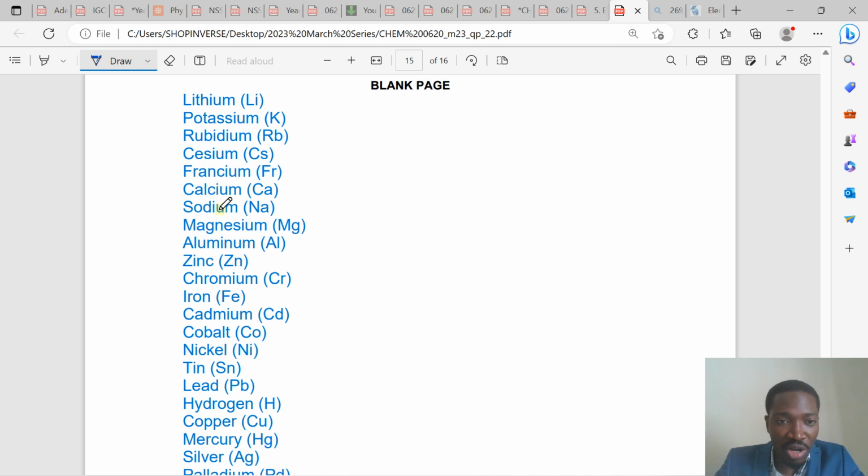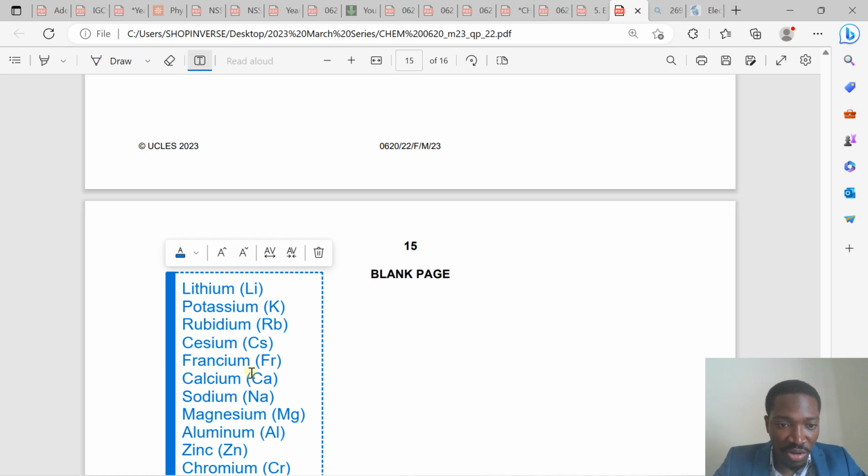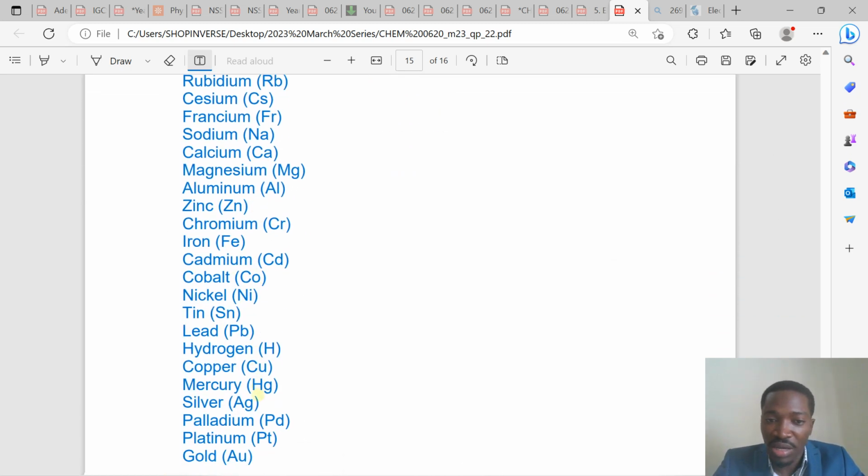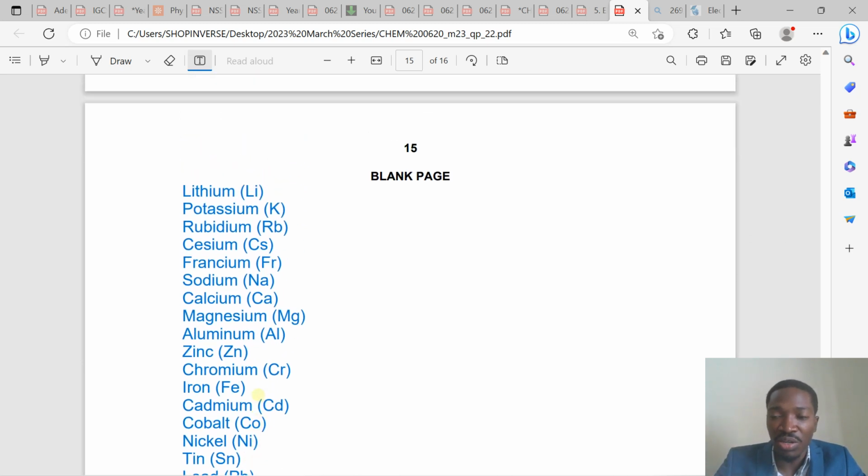But sorry about this, sodium comes before calcium on the electrochemical series. Okay, so you should have sodium here, Na. So just try as much as possible. You can Google the electrochemical series, so you have it offhand and you don't make any mistake. So when you get to the exam hall and you meet questions that involve using the electrochemical series, you don't lose marks on that. The electrochemical series will not be given to you in your exam hall.